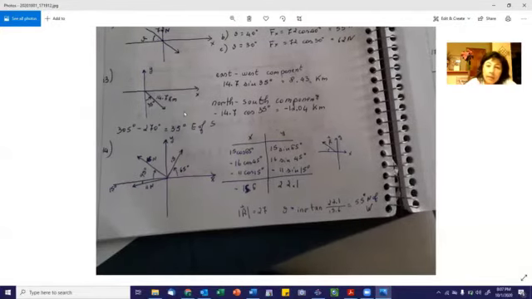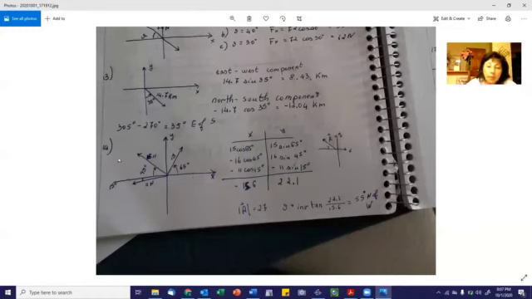13, same type of situation. They give you the vector. You've got to find the east-west component, which means horizontal component, and the north-south component, which means vertical component, and you solve. Number 14, you have those three vectors.